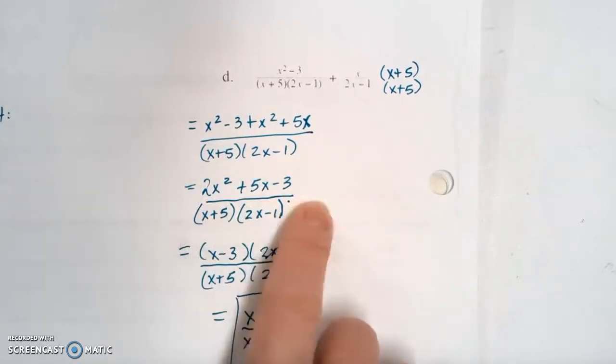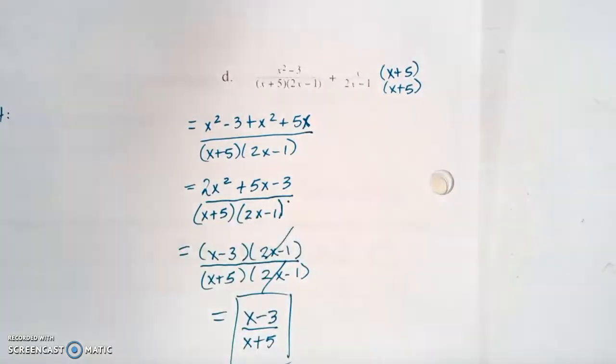Then I look to see if I can factor it. When you're factoring, look to see if one of the factors of the factored denominator is possibly a factor of it. Especially the one that starts with 2, because that would be really nice to cancel.